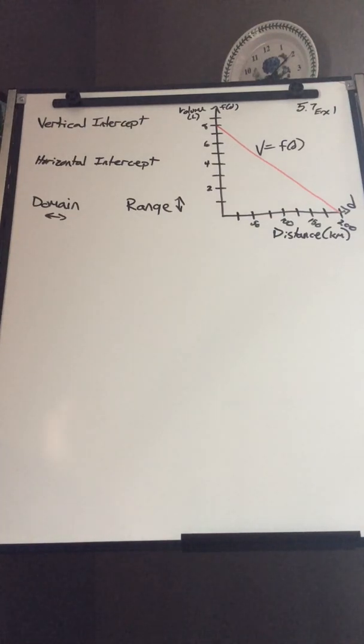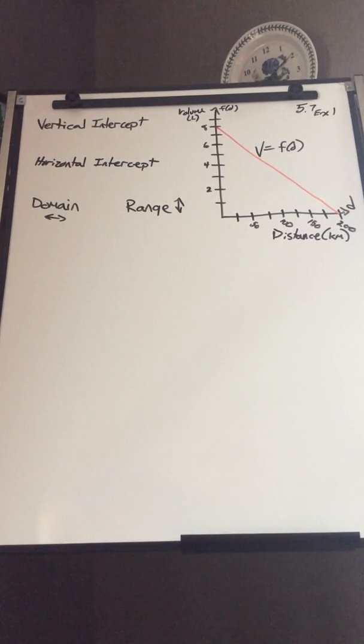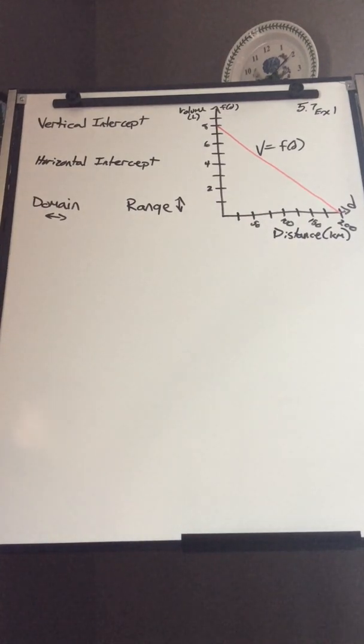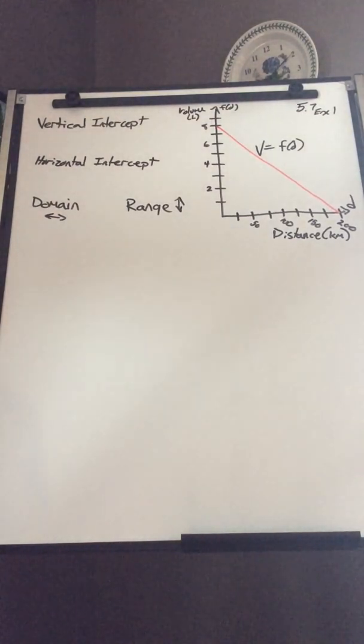Here we are with our first video for section 5.7. It's determining intercepts, domain, and range of the graph of a linear function. So this is example 1 on page 314. I'm going to follow through with the way I would look at it. The first couple things it wants to know is the vertical intercept.